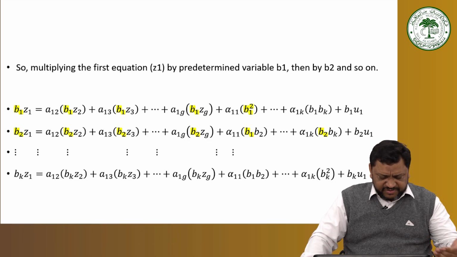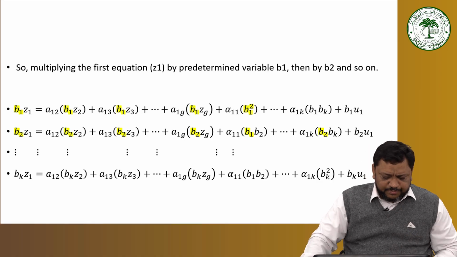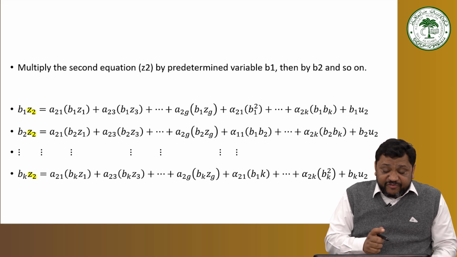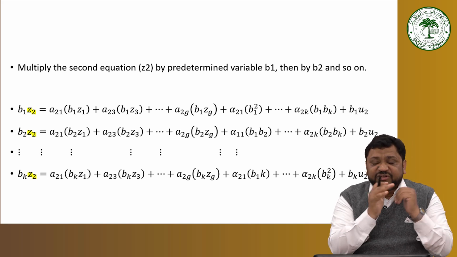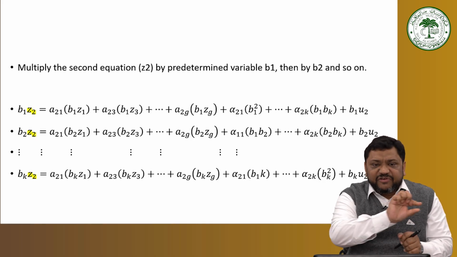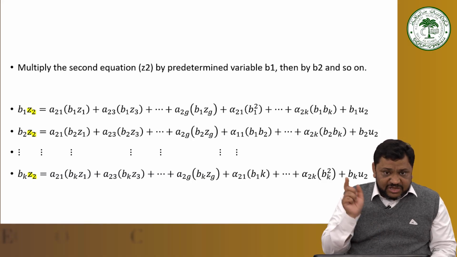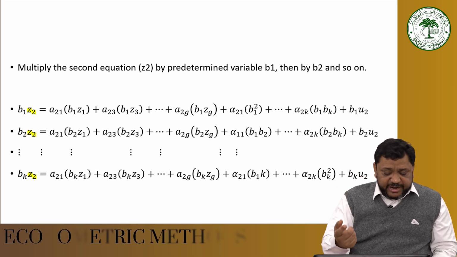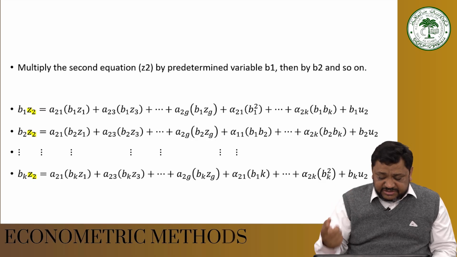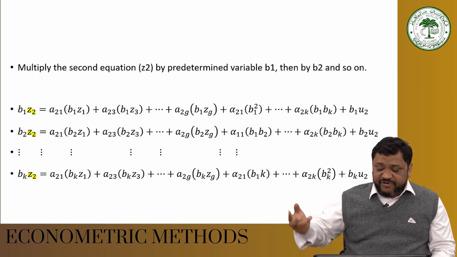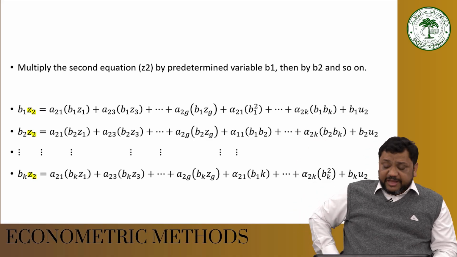This is what we have done in the previous slide, and it is shown together. B1 and B2 are the predetermined variables. Now we have done it for the first equation Z1, and we do the same process for the second equation Z2. If you recall, the Z2 equation is Z2 equal to A21 Z1 plus A23 Z3 plus A2G Zg plus alpha 21 B1 plus up to alpha 2k Bk.